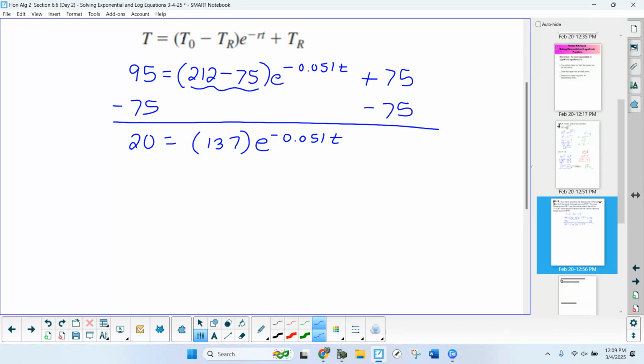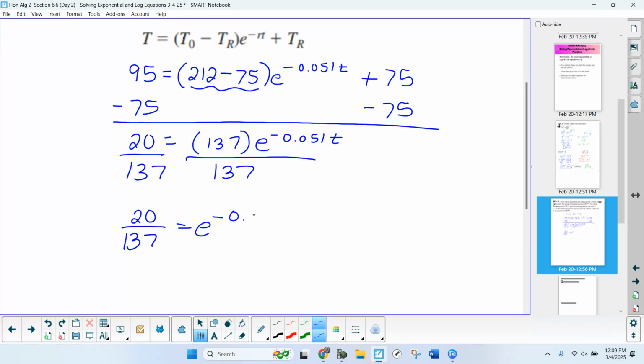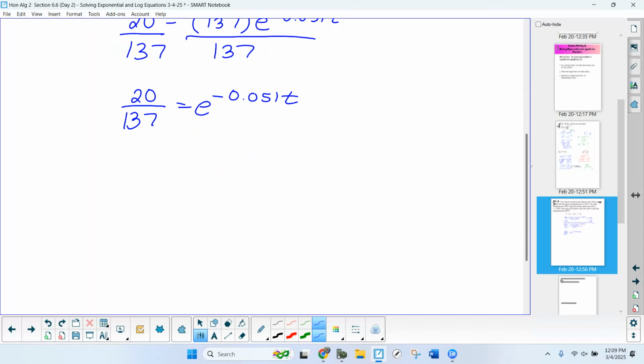We are not in exponential form. You cannot swoop yet. Divide by 137. I'm just going to leave this fraction. All right, now, this is exponential. So how do you undo this exponential equation? Swoop. So we're going to swoop from the base. Log base e. What is log base e? Natural log of 20 over 137 equals negative 0.051 T.